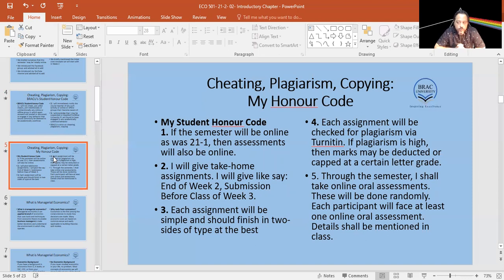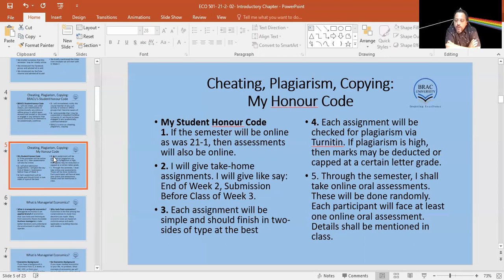Each assignment will be checked for plagiarism via Turnitin. If plagiarism is found to be unacceptably high, then marks will either be deducted or I may cap that particular assignment to a certain letter grade. What I do, or what will be done, will be mentioned at the time of distributing the assignment.